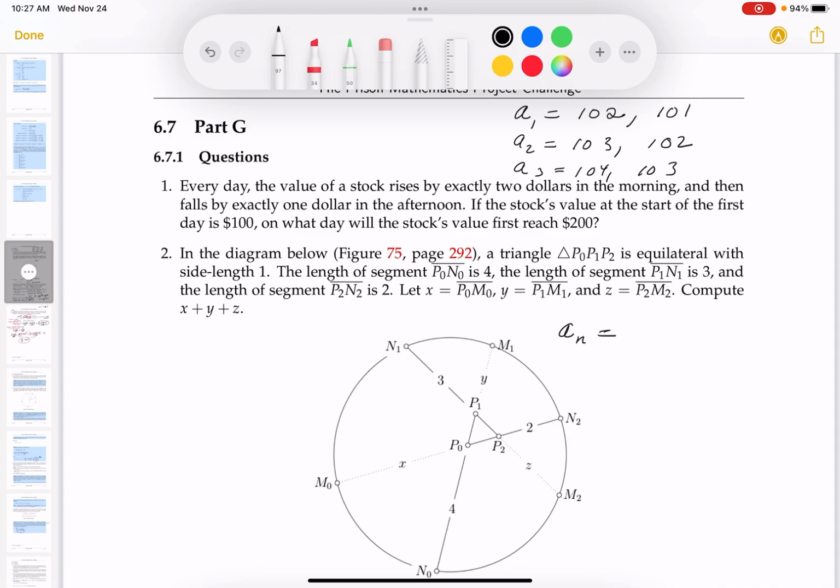So, I hope you're looking at this sequence and you're seeing it, right? And I'm going to say they want it to be 200. Now remember this. They want it to get to 200, right? And then it's going to fall back down to 199 at the end of the day, right? So I wonder what AN is going to be.